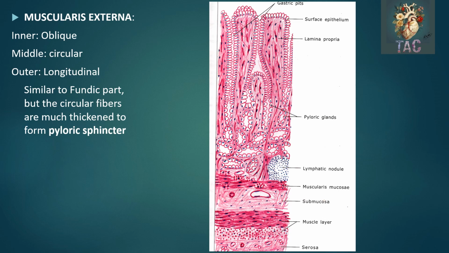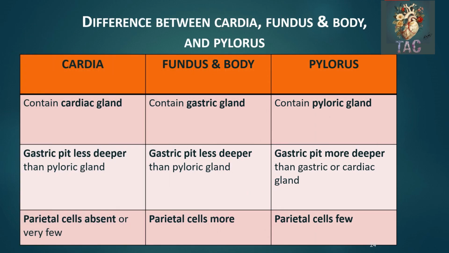Muscularis mucosa shows the same features as the fundus, and also the differences between the three parts. Cardiac part contains cardiac glands, fundus contains gastric glands, and pylorus contains pyloric glands. In the cardia, the pits are less deep, nearly 1/3 of the total thickness of the mucosa. Pits are less deep in fundus, 1/4 total thickness of mucosa. In pylorus, pits are deeper, nearly half or 2/3 thickness of the mucosa. In the cardia, the parietal cells are absent, and if present, they are very few. In the fundus, more parietal cells are present, and in the pylorus, parietal cells are usually absent. If present, they are very few in number.